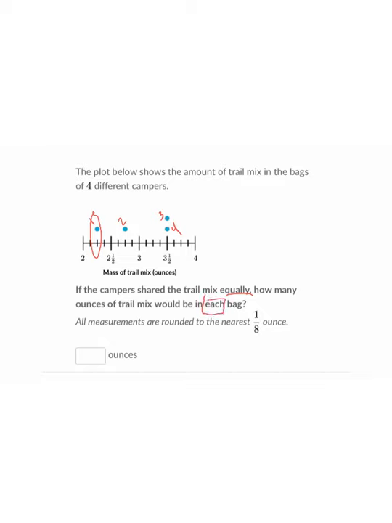So I know based on that problem, I'm going to have to figure out, well, how many total ounces of trail mix do I have in the first place? And then how can I divide that equally between those 4 bags? So when I think about my steps, my first step is going to be to add the total amount of trail mix I've got. And then at the very end, after I've added all that up, I need to divide that by the number of bags of trail mix, which is 4. So I'm going to start by adding all of these up.